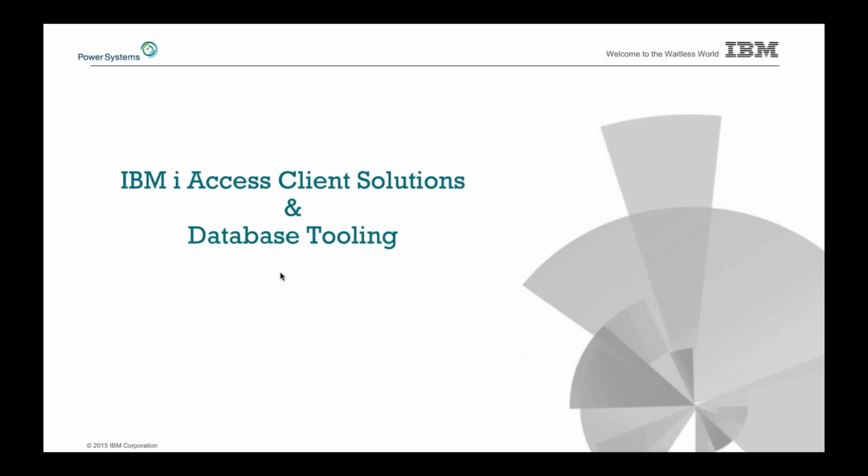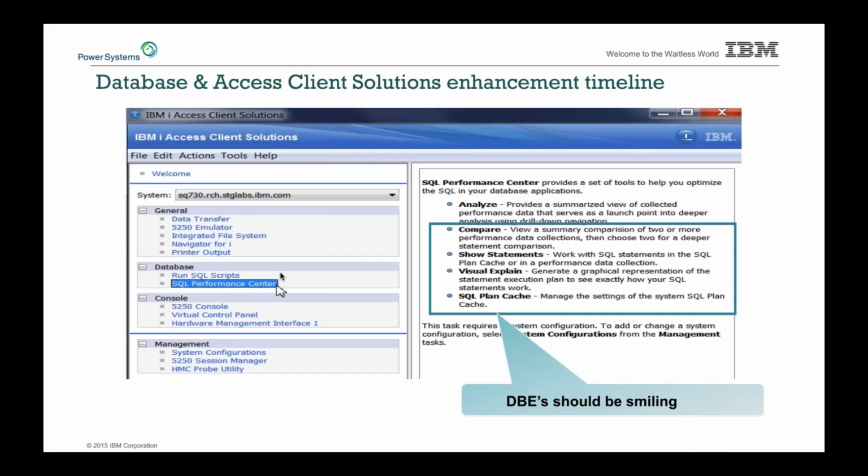So some of the things that we've done along the lines of tooling for your database engineer. There's been some things that we delivered earlier this summer in Access Client Solutions, and these things were finally announced in this October announcement. So your database engineer should have quite a lot of useful information already available to them in the ACS M6 delivery.